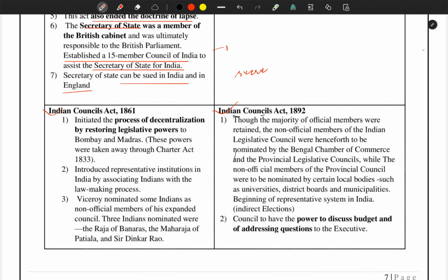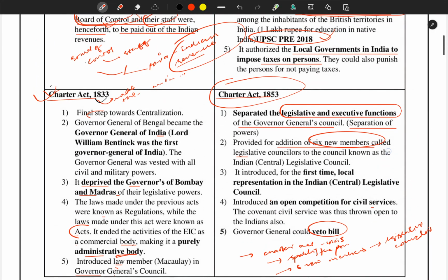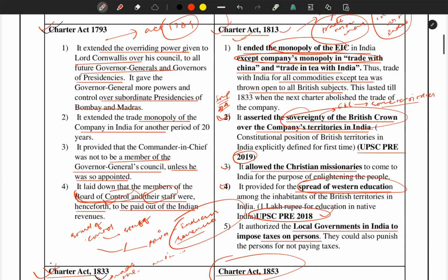Okay, I'm showing you the Charter Act of 1813.